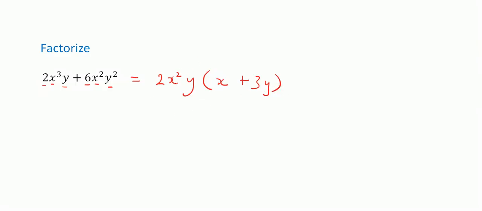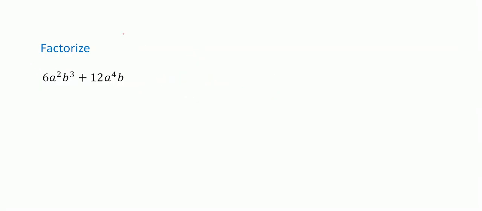Now, if you're asked to factorize, you can easily check that your answer is correct. All you need to do is remove the brackets. So 2x squared y multiplied by x will give us 2x cubed y, which is what the first term was, and 2x squared y multiplied by plus 3y will give me 6x squared y squared, which is my second term. So when you're asked to factorize, you can easily double check your answer by removing the brackets. Let's look at another example.